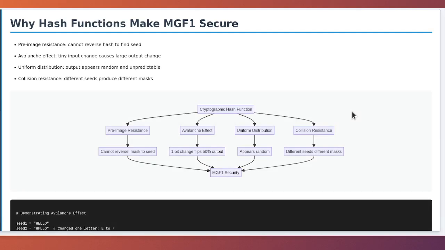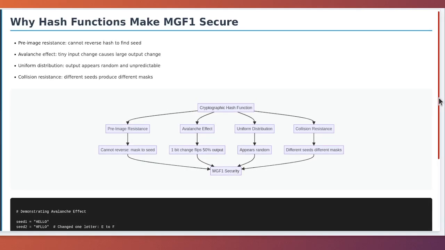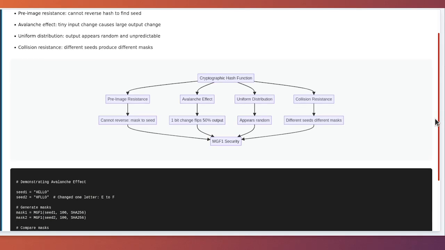Why hash functions make MGF1 secure? The security of MGF1 entirely depends on the properties of the hash function being used. A cryptographic hash function has several important properties that make MGF1 work securely. Let's explore each of these properties and understand why they matter.